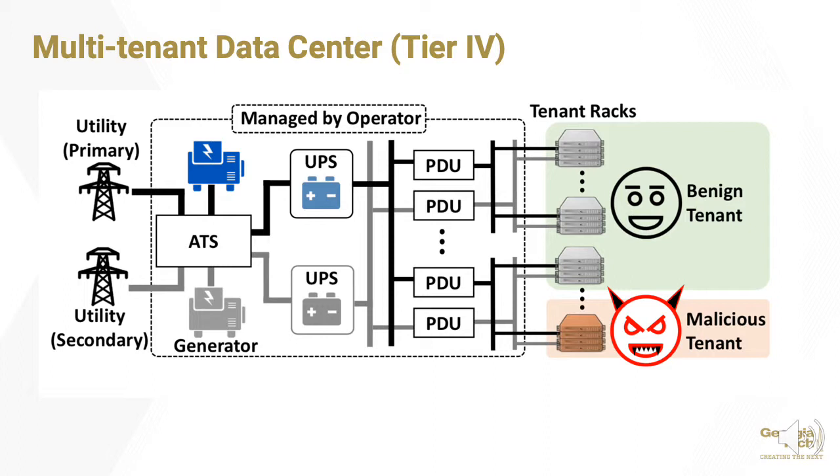This image illustrates a Tier 4 multi-tenant scenario with a malicious tenant. The malicious tenant rents space and has hardware alongside of the other benign tenants. The image also illustrates the fully redundant power system implemented in Tier 4 data centers. As you can see from the black and gray lines, there are two generators connected to the ATS for the incoming power. There's a set of UPS set up and multiple PDUs set up per rack.